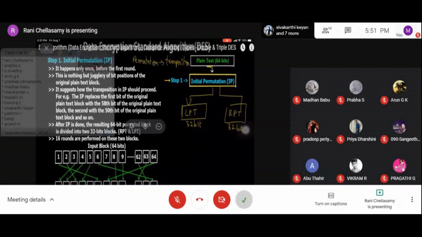After the initial permutation is done, you get a 64-bit permuted block as the output. That is divided into two 32-bit blocks: one is the left plain text, the other is the right plain text. Now the second step is to perform 16 rounds on these two blocks.